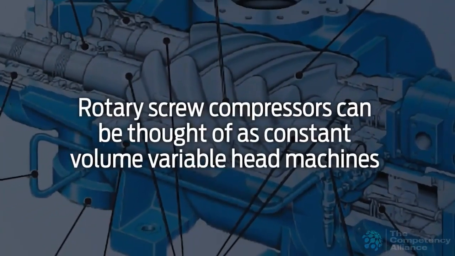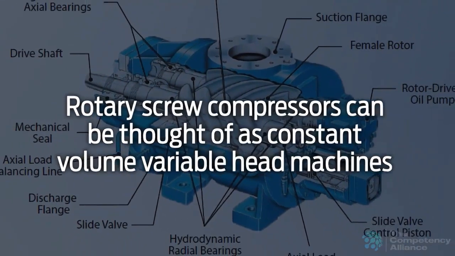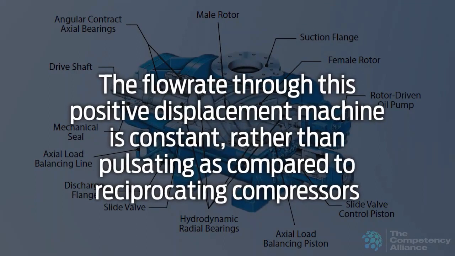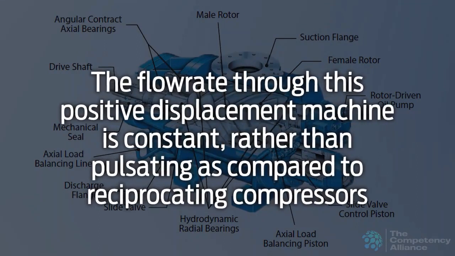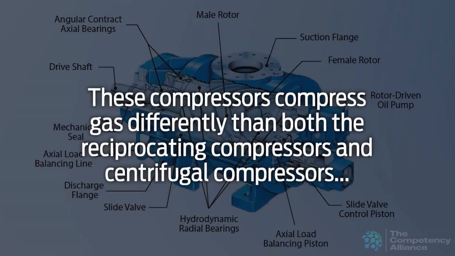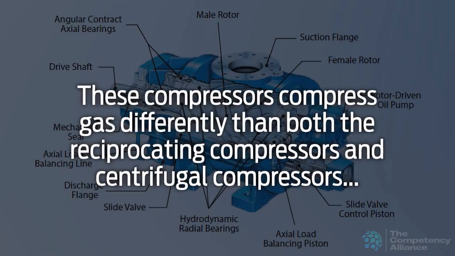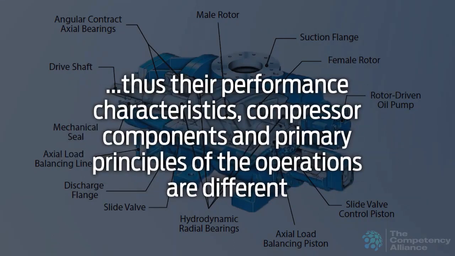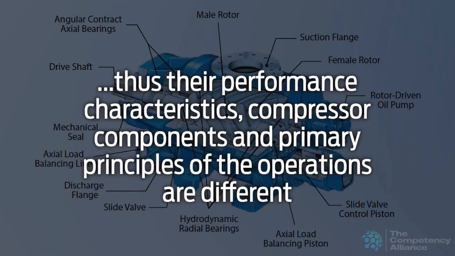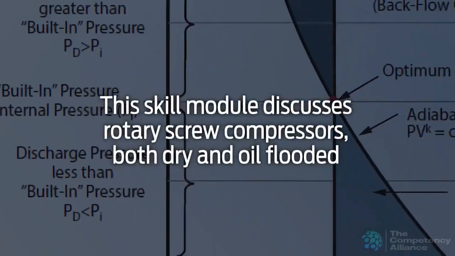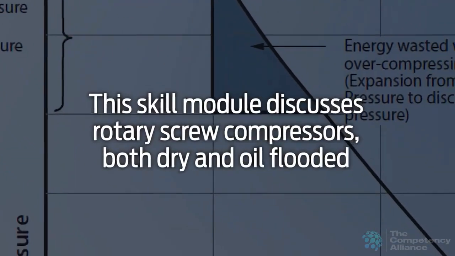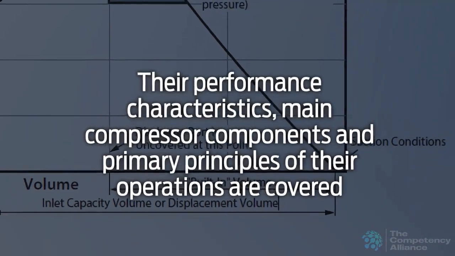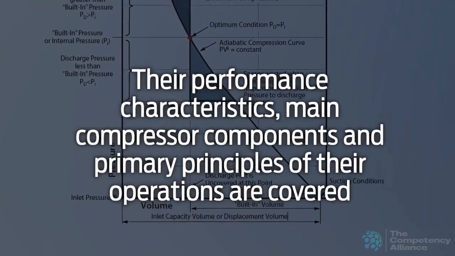Rotary screw compressors can be thought of as constant volume, variable head machines. The flow rate through this positive displacement machine is constant rather than pulsating as compared to reciprocating compressors. These compressors compress gas differently than both the reciprocating compressors and centrifugal compressors. Thus, their performance characteristics, compressor components, and primary principles of operation are different. This module discusses rotary screw compressors, both dry and oil-flooded. Their performance characteristics, main compressor components, and primary principles of their operations are covered.